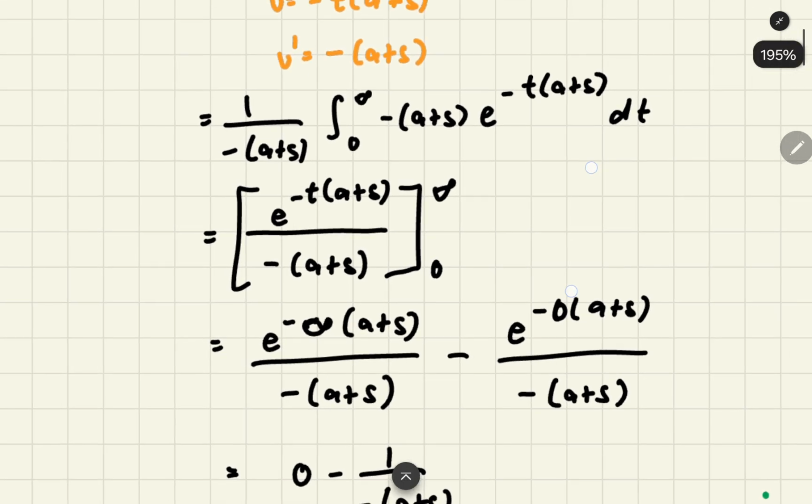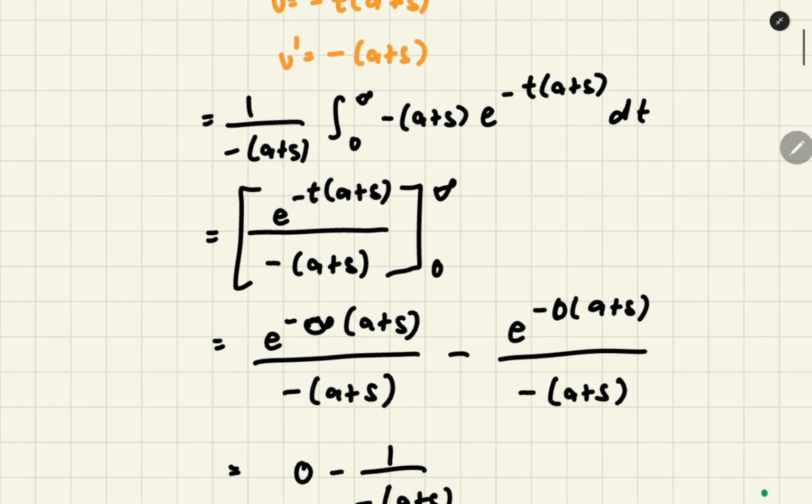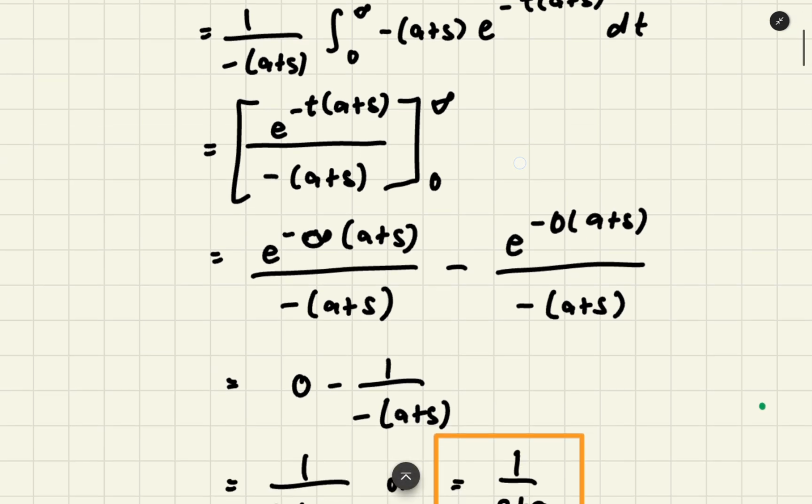Now let's proceed to the limits. We will combine these two, inside and outside. Remember, the integral of this one will become e raised to negative t times a plus s, because it already became e^u du plus c. So we just multiply each other. We have here e raised to negative t times a plus s, over negative times quantity a plus s.